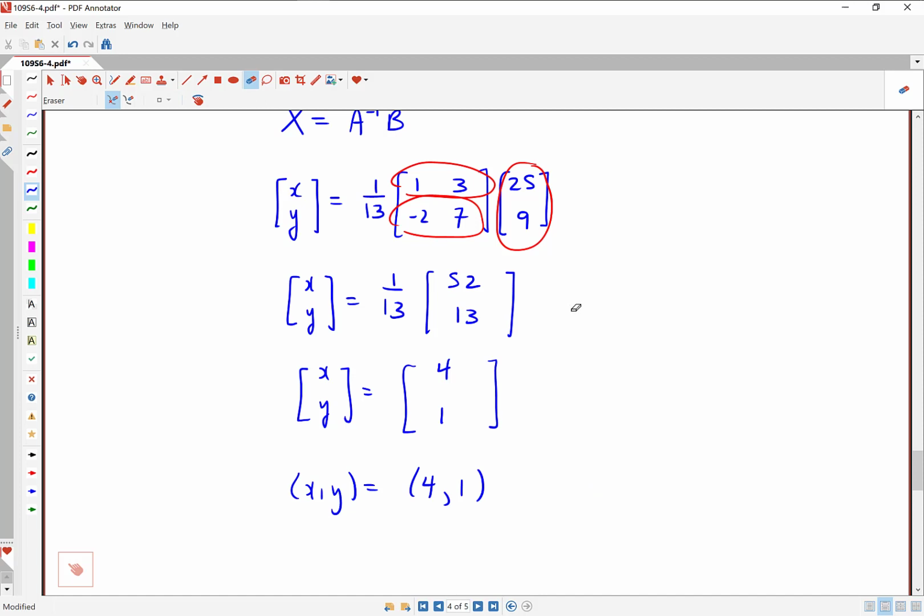So we talked about how to find the inverse of a 2x2 matrix. And we also saw how to use that inverse matrix to solve systems of equations. So that's our video on the inverse of a matrix.